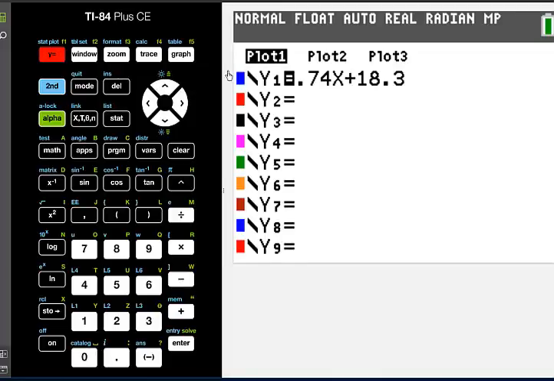And let's see, I need to make sure that all of my plots are turned off. We're not doing scattergrams right now. I notice this plot is turned on. Let me arrow up to it and hit enter so that it is unhighlighted. They should all be unhighlighted. And then I have some old equation here. Let me go down to that and hit clear to get rid of that.